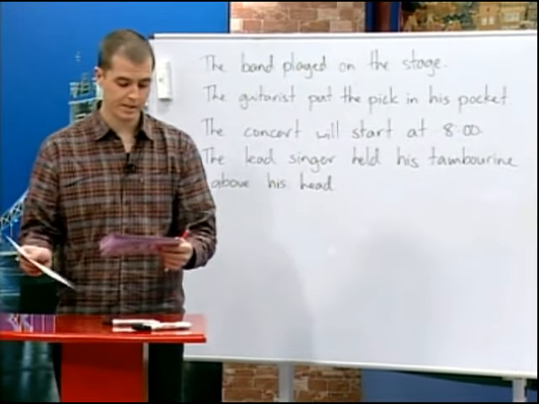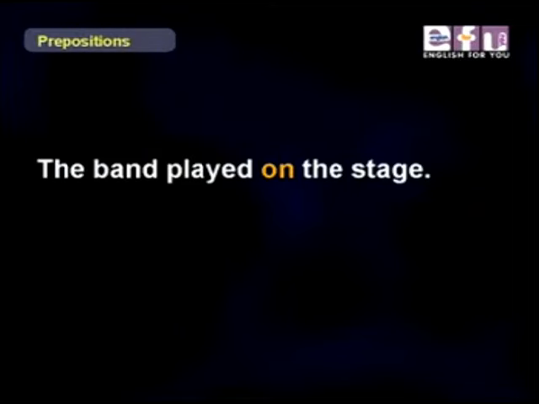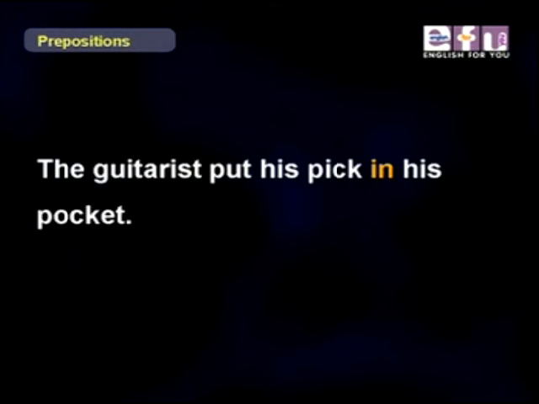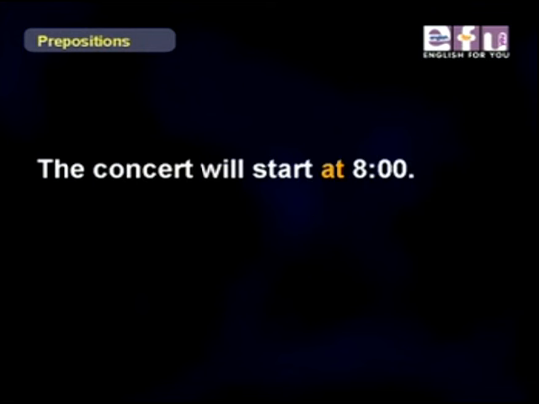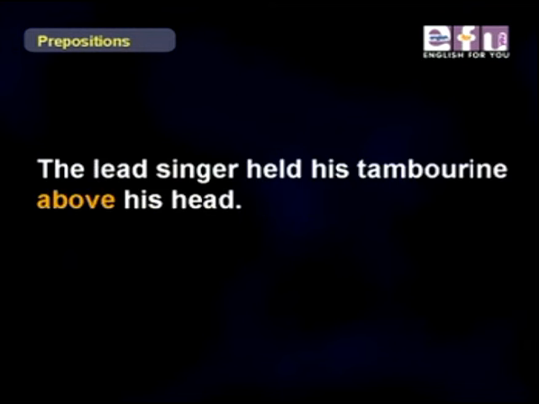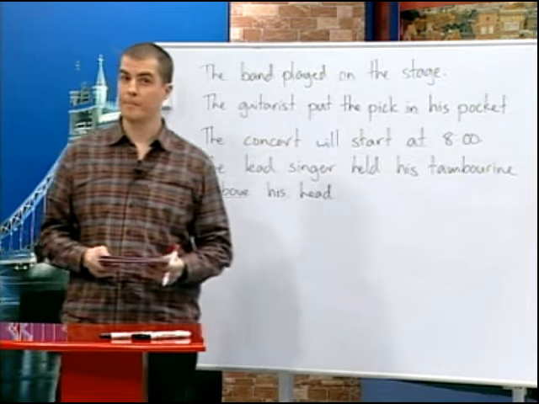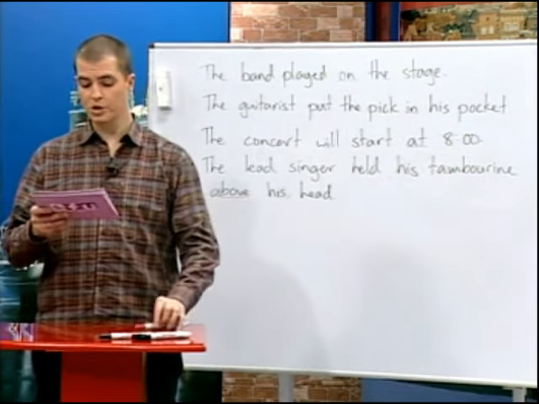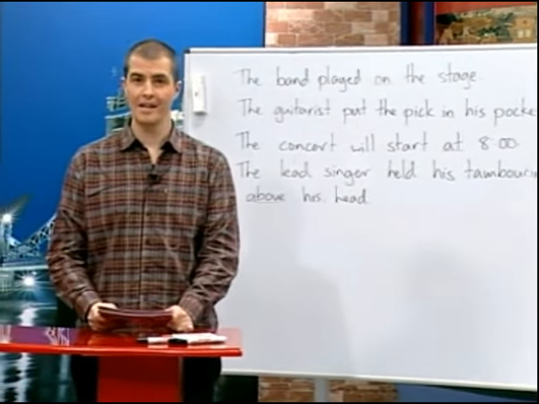Let's have a look at these sentences. In the first sentence, the band played on the stage. On is the preposition. The second sentence, the guitarist put the pick in his pocket. In is the preposition. The concert will start at 8 o'clock. At is the preposition. And the lead singer held his tambourine above his head. Above is the preposition. A preposition is a word which is used to show the way in which other words are connected.